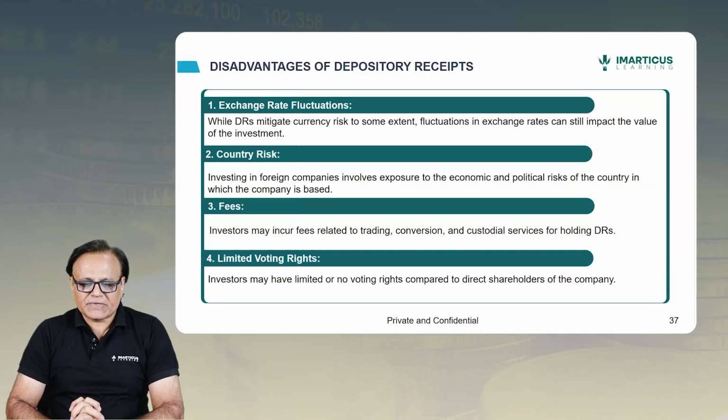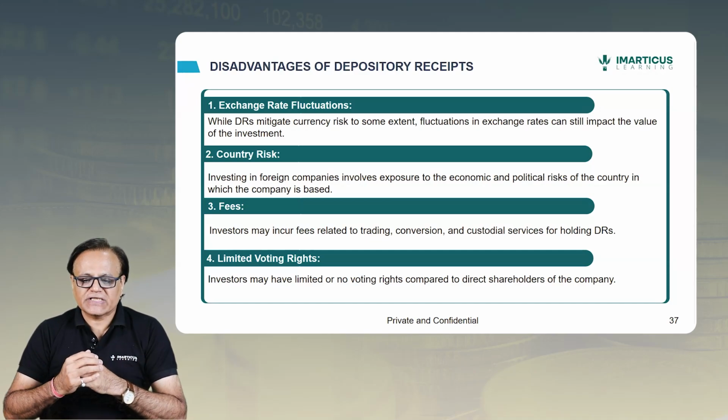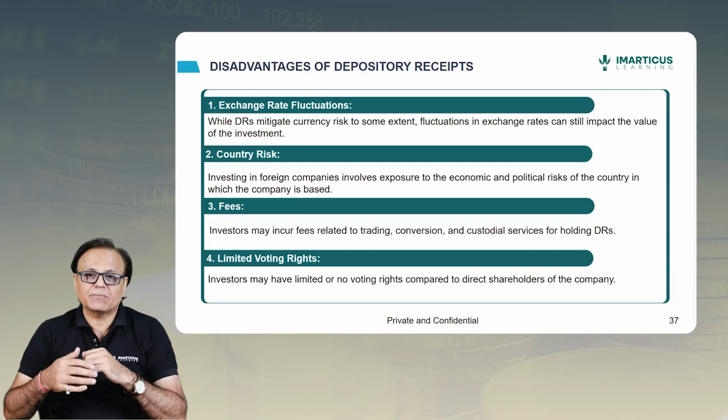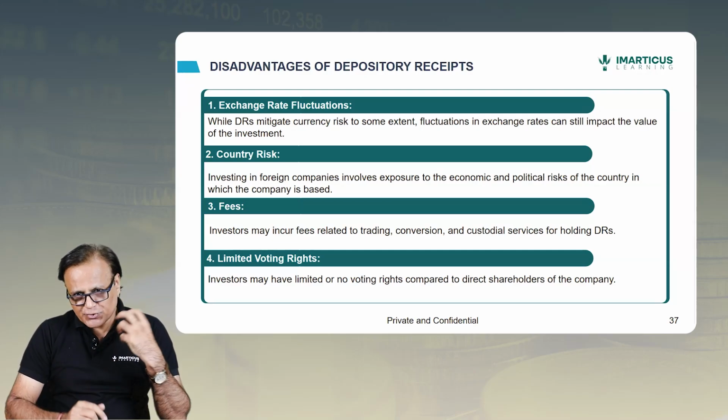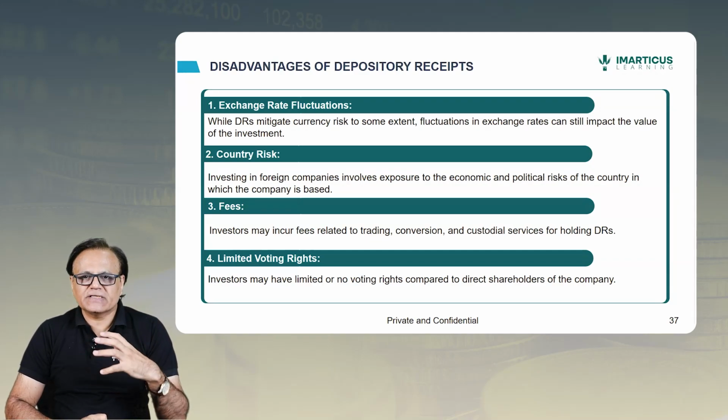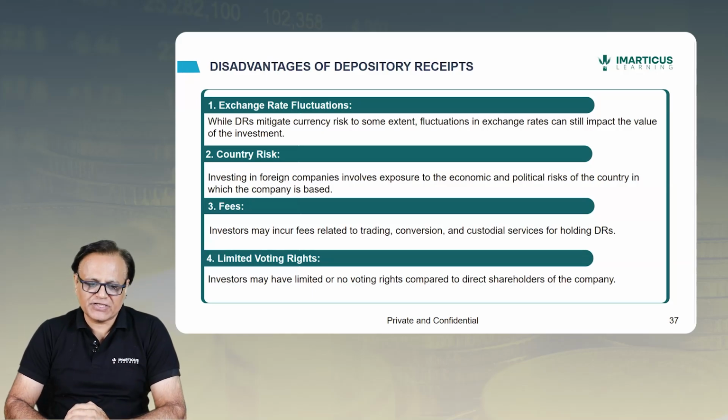Country risk. Investing in foreign companies involves exposure to the economic and the political risks of the country in which the company is based. So a US investor is subject to any political, economic or any business risk that may be local to the country in which the shares have been issued.